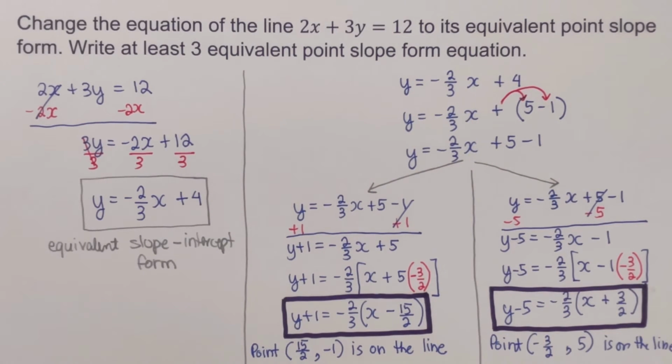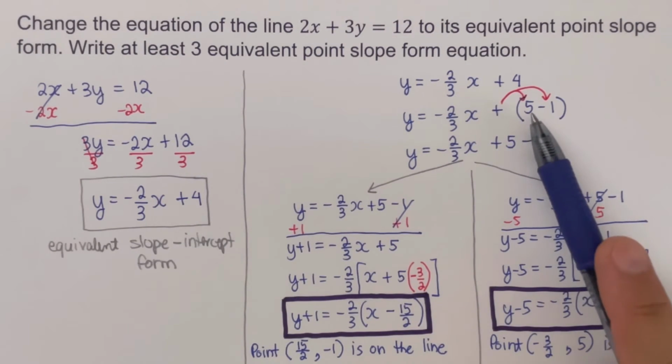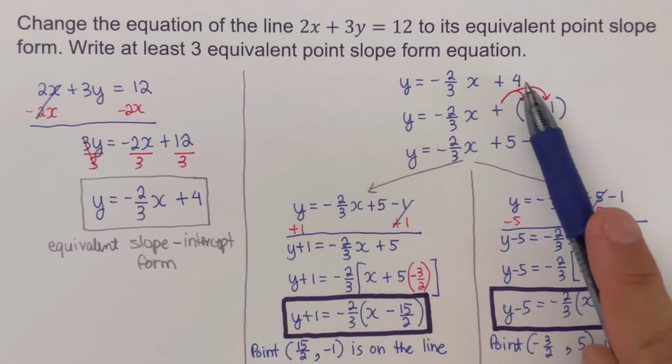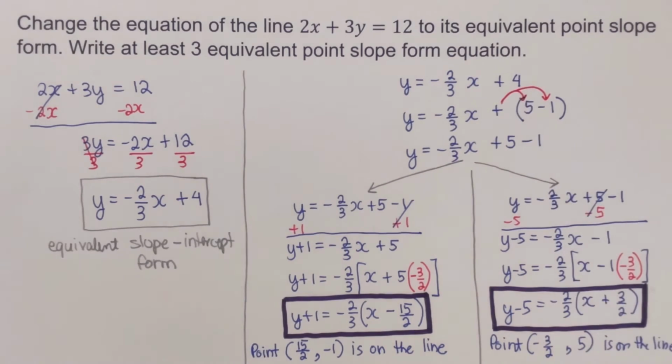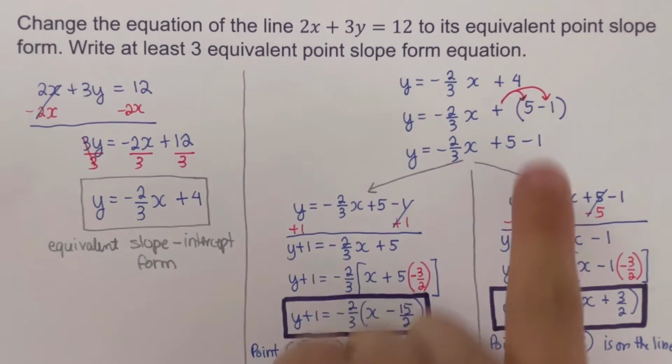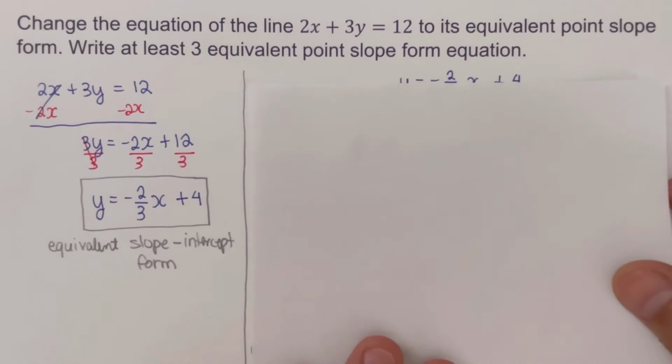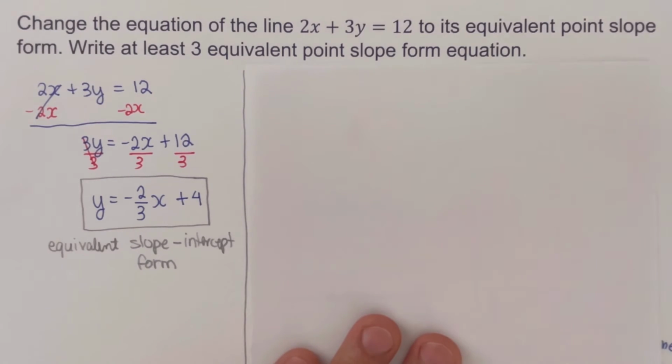Let's have some more equivalent point slope form equations of this standard form that we have right there. In this problem, I wrote plus quantity 5 minus 1 because that is equal to 4. 5 minus 1 is 4. Now, what happens if we put a minus here instead of a plus? We can actually come up with another equation. I'm going to show that up here.